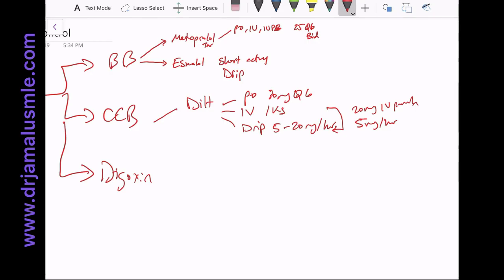Diltiazem is a strong medication and will have a stronger effect on the AV node. So diltiazem is stronger than metoprolol. But the problem that we face is that if your patient's EF is low, you don't want to use that, because this will depress contractility and the patient might end up in heart failure due to that.